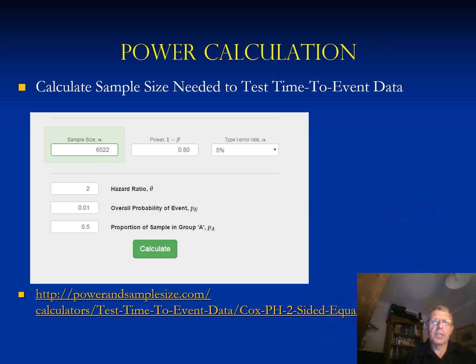And this slide just shows how we go about performing power calculations. In this case, we're looking at calculating a sample size needed to test time to event data. These are not the data from the study. I've just put some hypothetical data in. So we've got power of 80%, type 1 error rate, in other words, the confidence interval of 5%, and we're looking at a hazard ratio of 2, with an overall probability of an event of 1%. So these are the kinds of parameters that we need to put into a power calculator, and in this case it returns a value of 6,500.